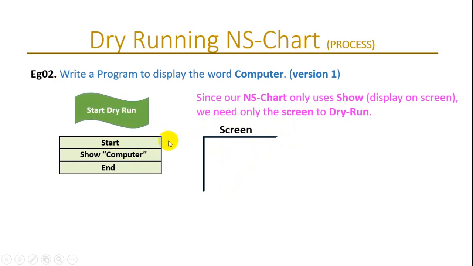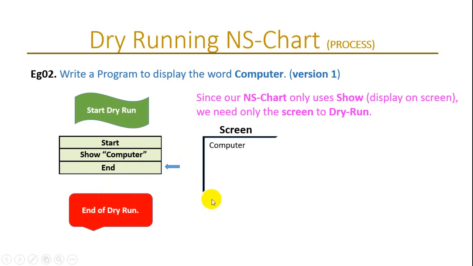When you start the dry run, you go to the first one. Always you start with the start. Nothing will happen there, but you indicate that, okay, let's start. Then you go to the next one. This says show computer, so that means it has to come on the screen. The word computer appears. Remember, the double quotes are not part of the alphanumeric constant. They just show the start and the end of it. If you are not sure, refer to the session we did, where I have explained that. So now the computer is shown, and then we go to the next line, end. End of the dry run, finish.